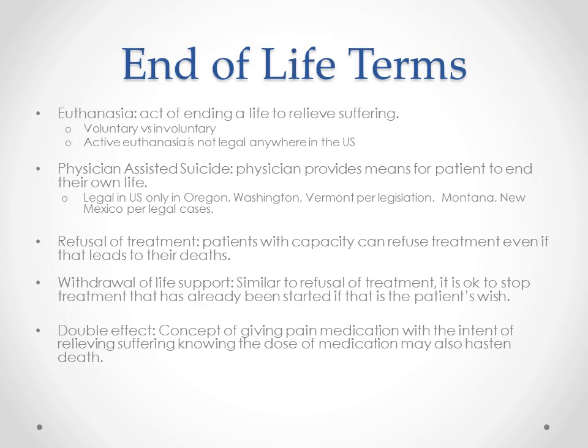To understand choices and decisions at the end of life that one might be asked to make, and to know what choices one is allowed to make, we need to define a few terms. Euthanasia is the act of ending a life to relieve suffering. It could be voluntary, the patient is requesting death, or involuntary, against the patient's wishes, which would clearly be murder. Either type of active euthanasia, in fact, is not legal anywhere in the United States.